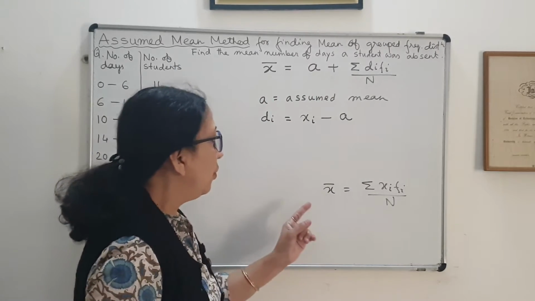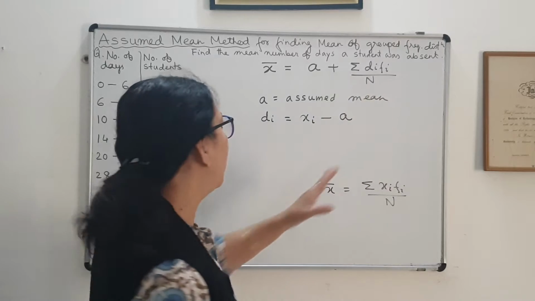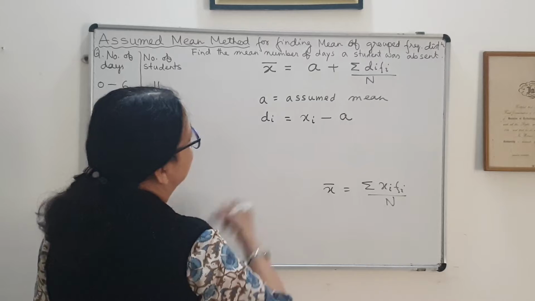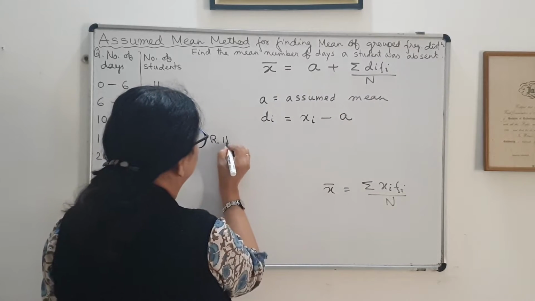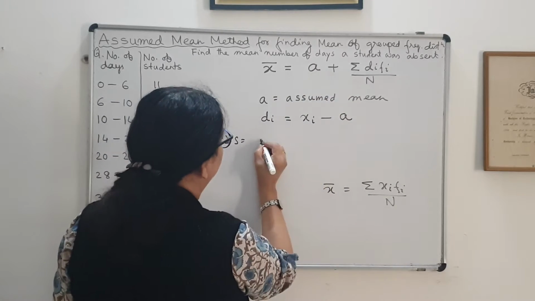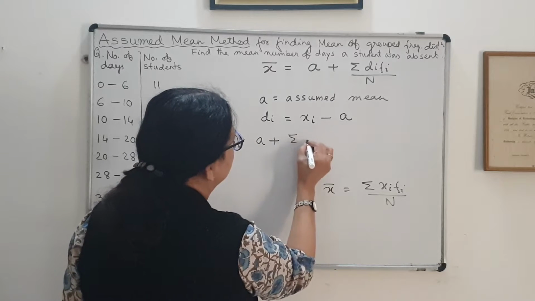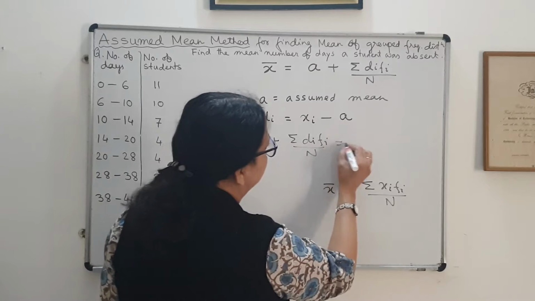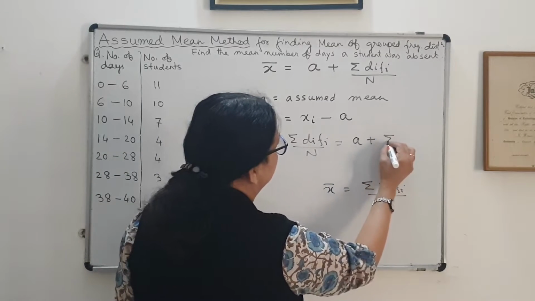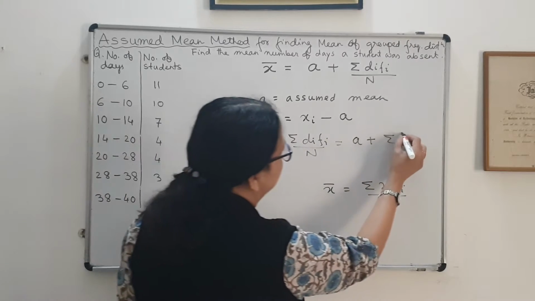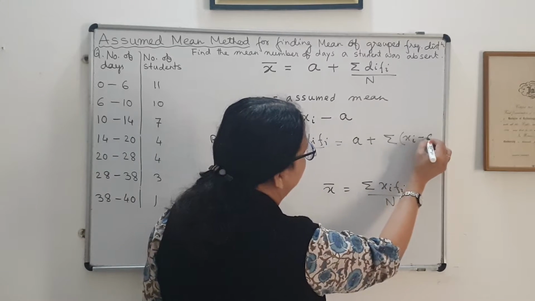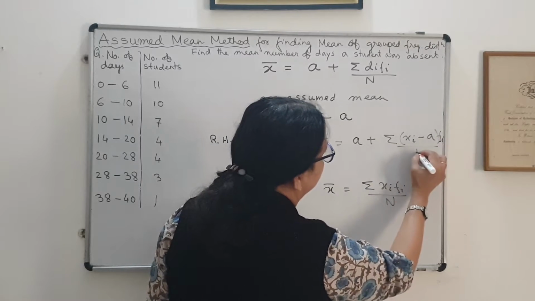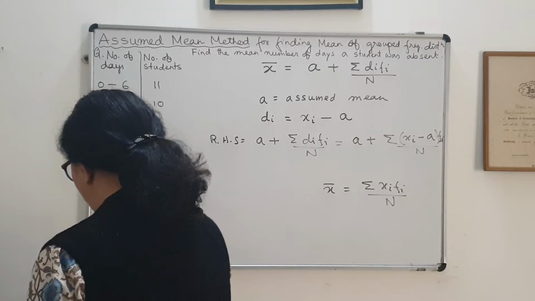Now I'll show you why this formula will work. Let us start from the right hand side, which is A plus sigma di fi upon n. Then I replace di by xi minus A. In place of di I have written this, into fi by n.